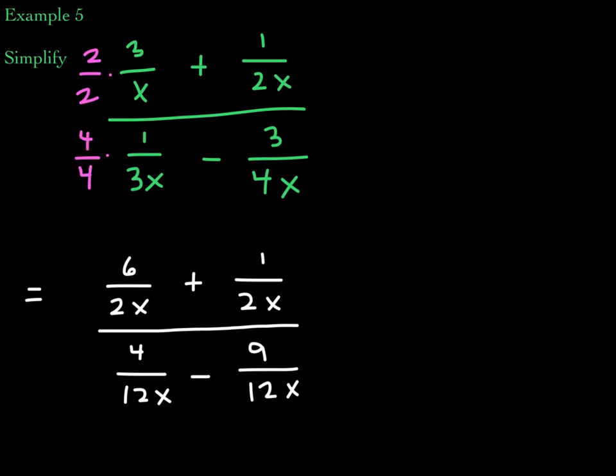Of course, that means 4 over 4. 4 times 1 is 4. 4 times 3x is 12x. So that's how I got this fraction here. This fraction here is going to have to be multiplied by 3 in order to get its denominator to be 12x, which is the LCD down here. So you get 9 over 12x, which is what I have here. All right, cool.